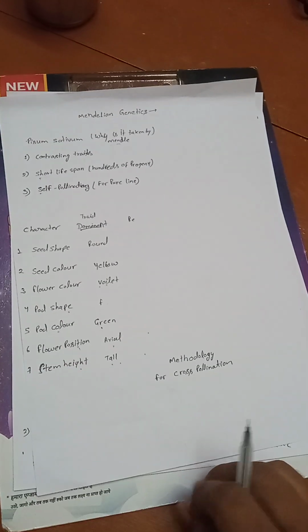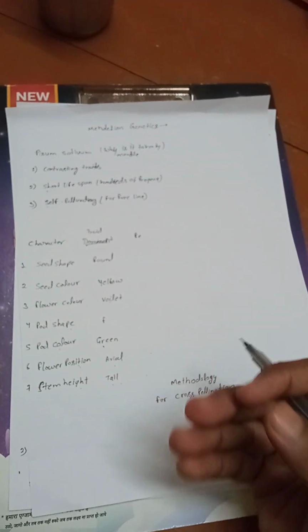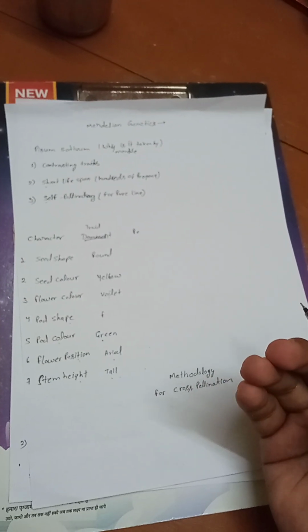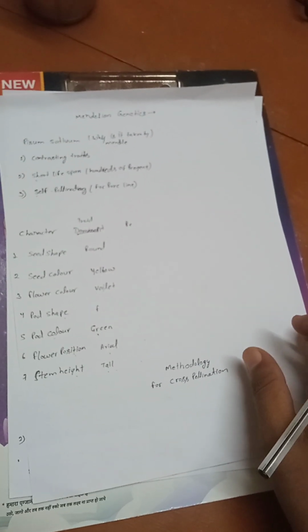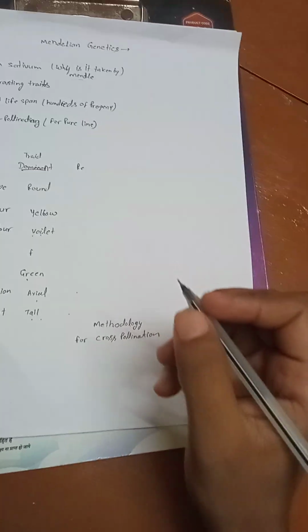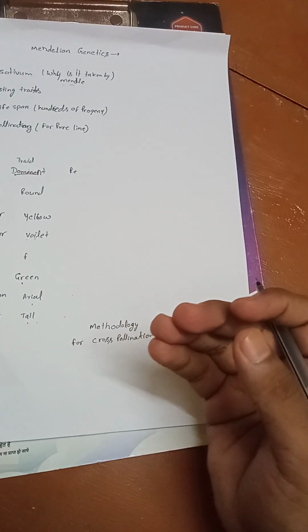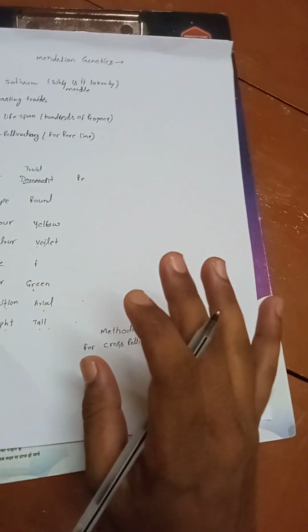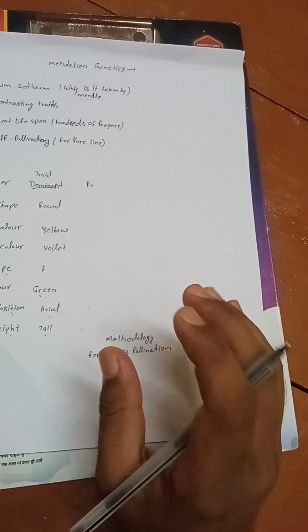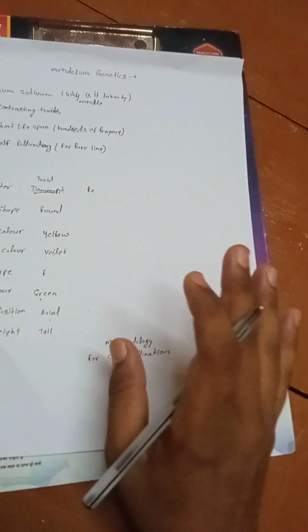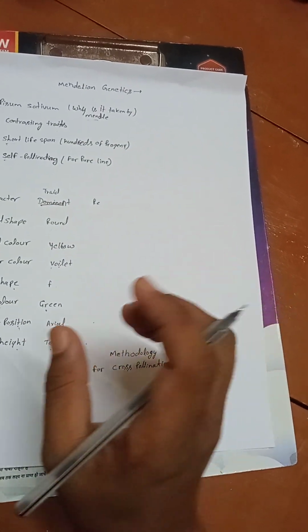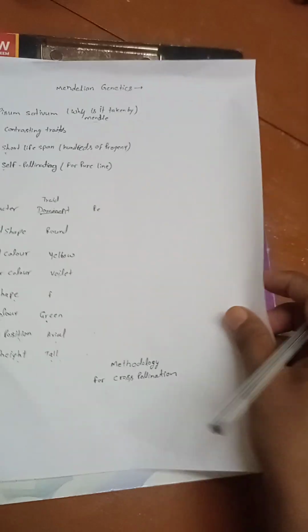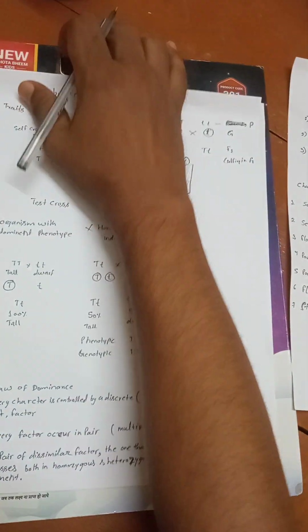For methodology, how did Mendel perform the hybridization? For cross pollination, the methodology by which Mendel performed the cross is to take two pure line parents. One is dominant for pure line, another is recessive for pure line. By choosing these two parents, Mendel performed this experiment.